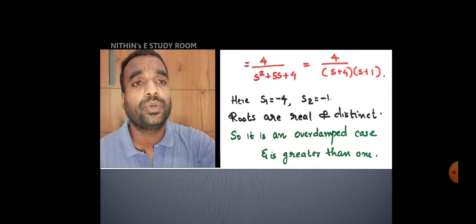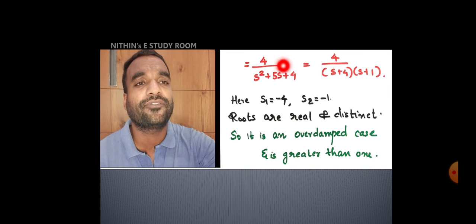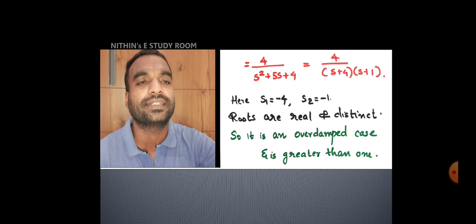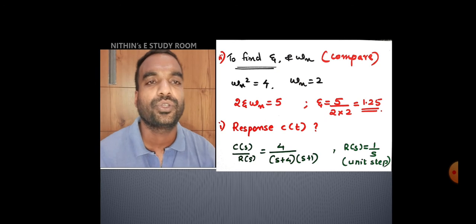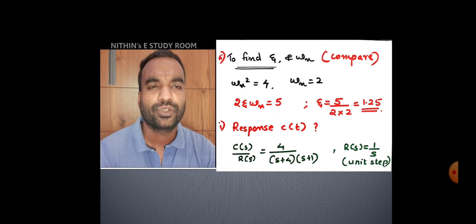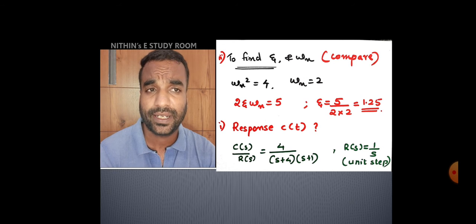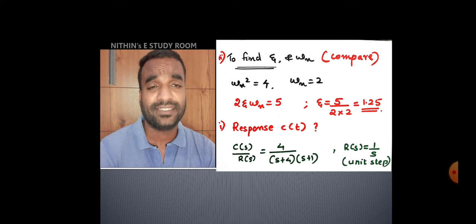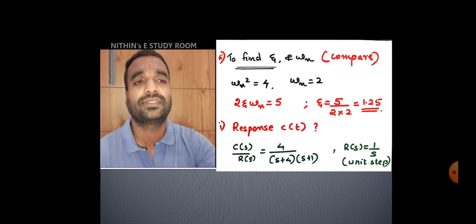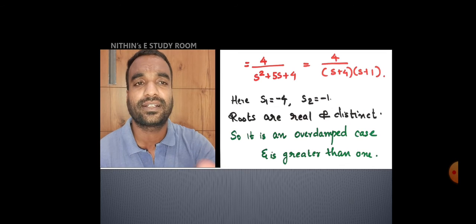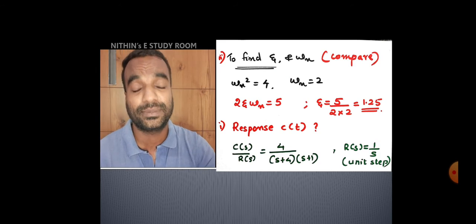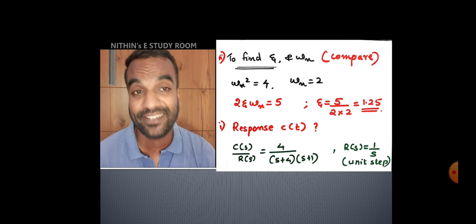And again, 2 eta omega n s is nothing but 5s. So 2 eta omega n is equal to 5. So eta is equal to 5 by 2 into 2, because omega n is equal to 2. Then eta is equal to 1.25. Now your conclusion is validated. What was your initial conclusion? It is an overdamped case where eta is greater than 1. Now you calculated that specific value of eta and it is validated.